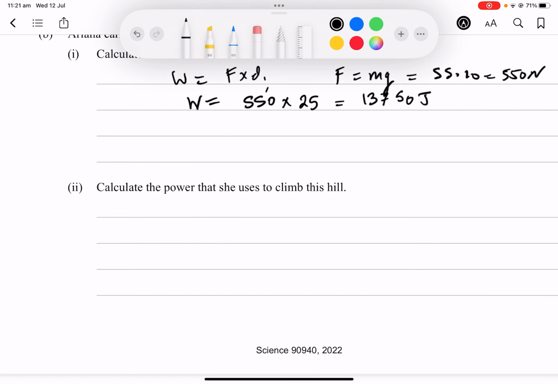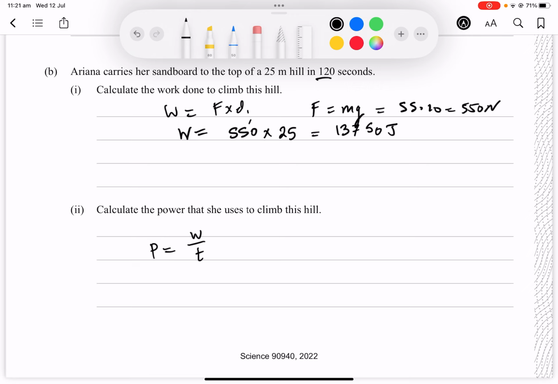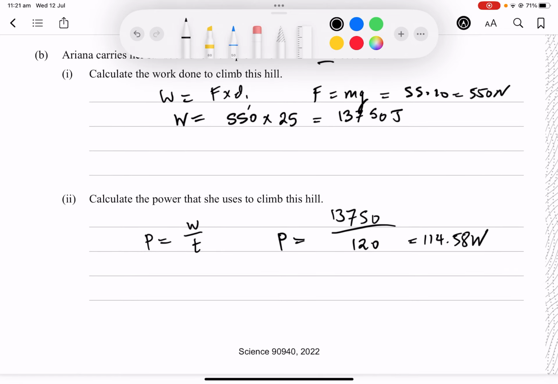Calculate the power she uses to climb the hill. So the power is going to be the amount of work done over the amount of time it took for that work to be done. In this case, we took a work of 13,750 and a total time of 2 minutes or 120 seconds. So the power is going to be equal to 13,750 divided by 120, which is 114.58 watts. So this would be an average work output of 114.58 joules per second. On average, Ariana did 114.58 joules per second of work in order to reach the top of the hill within 120 seconds.